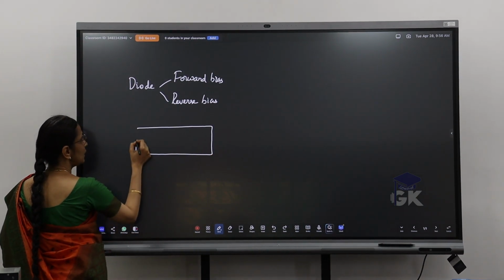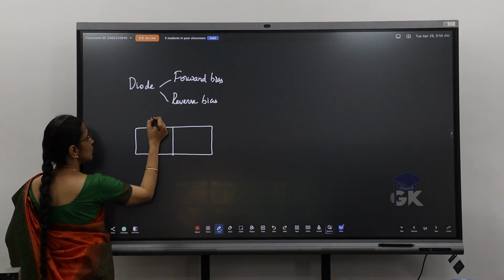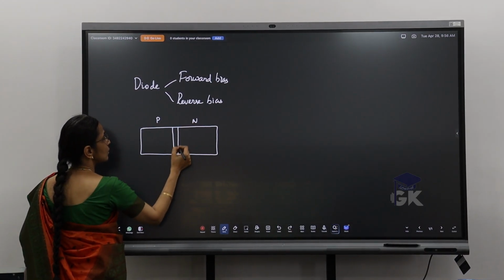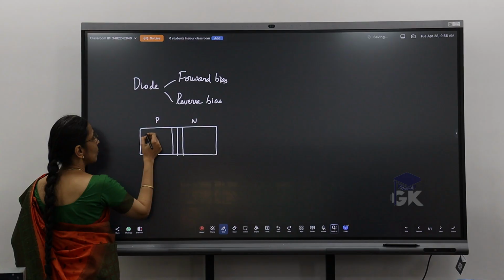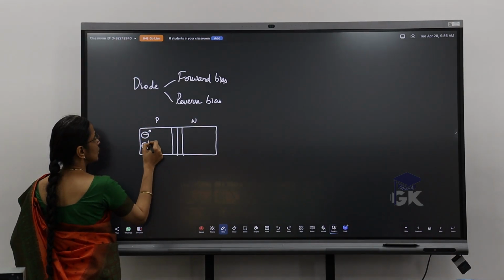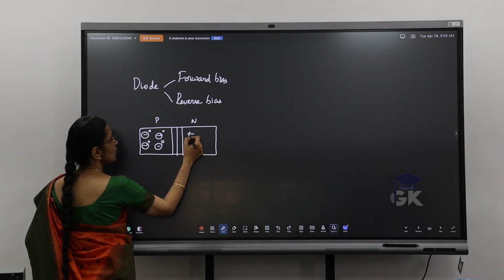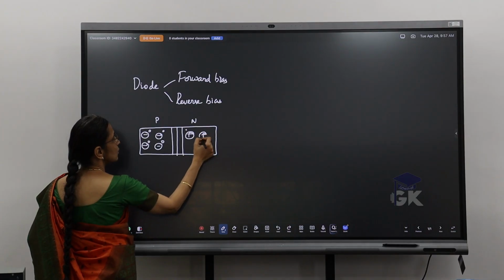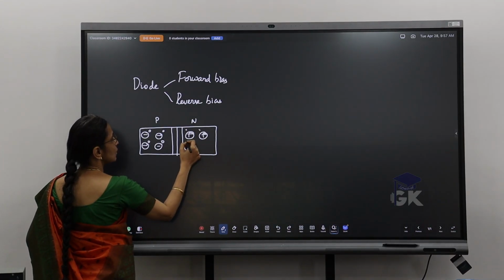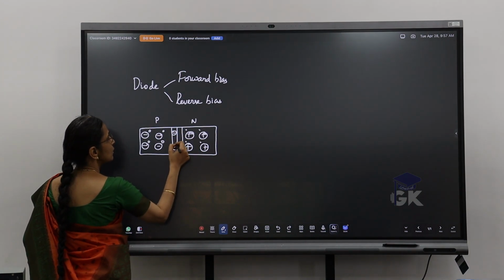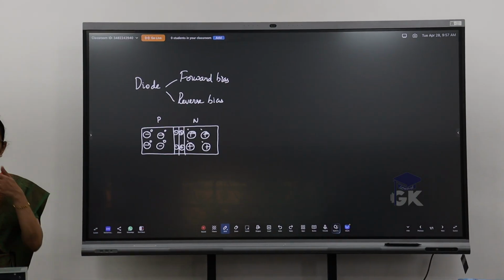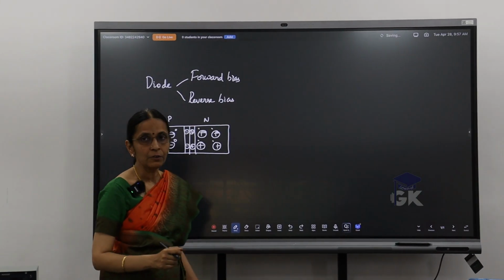So I have my PN. The barrier will be there. I'll have lot of holes, and this side I have the electrons. So I'll have the ions here, which is nothing but my depletion, right? To this, we give some potential.